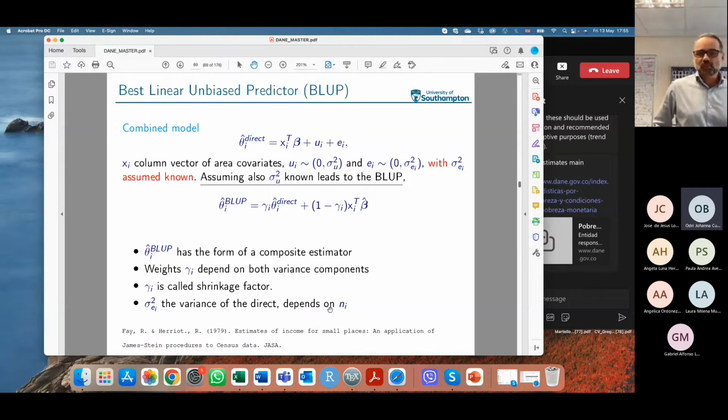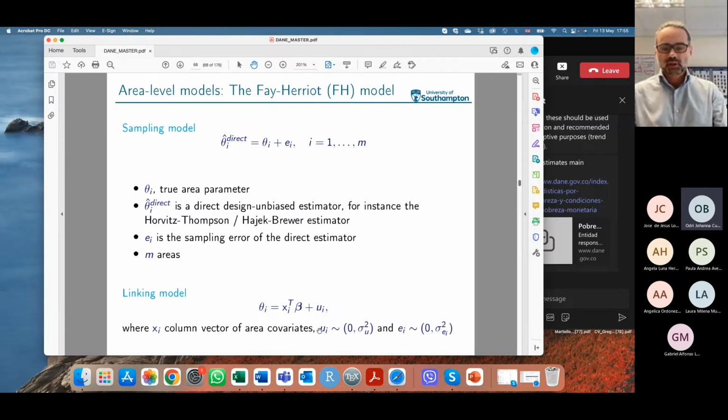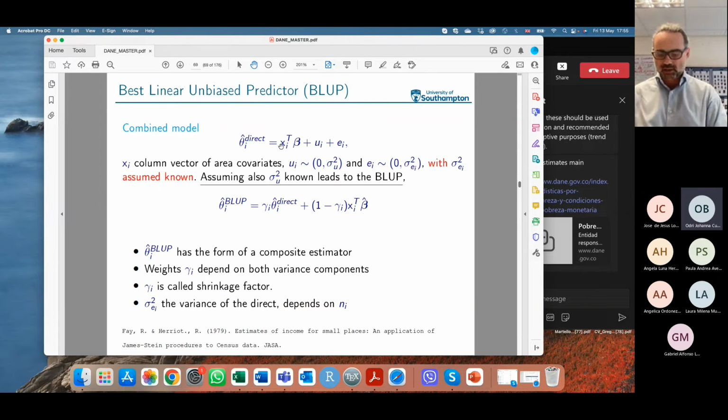That leads us to something called the combined models. If I put my sampling model and my linking model together, I take my linking model and put it back into my sampling model. You see that this defines a combined model that tells us that the direct estimates, theta hat i direct, are equal, under the model, to x_i beta plus u_i plus e_i, okay?